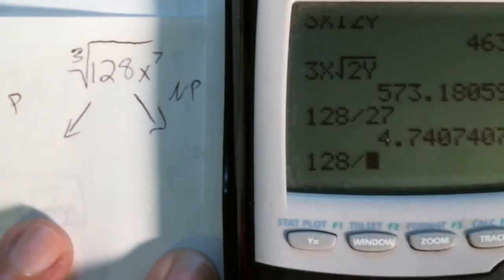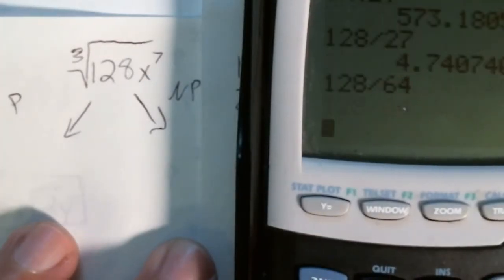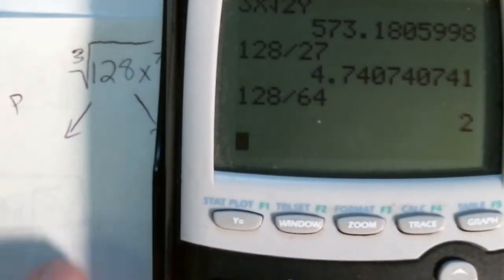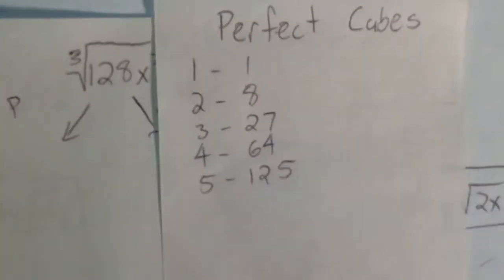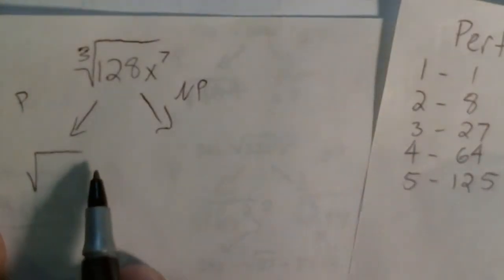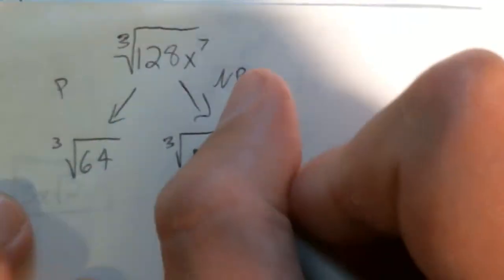128 divided by, let's try 64. Ding, ding, ding. We have a winner. Yes, it does. It goes 2 times. Obviously, 125 doesn't go into 128 evenly. So perfect is going to be, now remember, I'm dealing with cube roots. Everything is cube root. Perfect land and non-perfect land is cube root. So 128 is divisible by 64. That's a perfect cube. So what goes in the garbage can? 128 divided by 64 is 2.